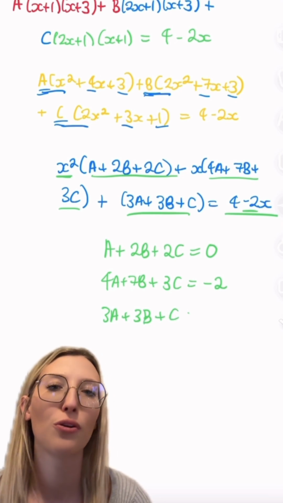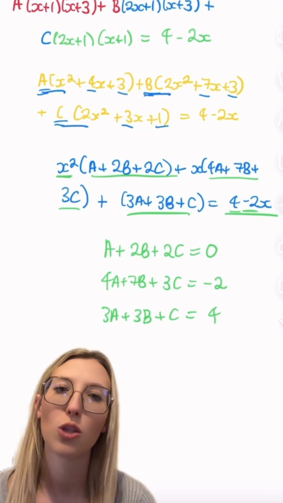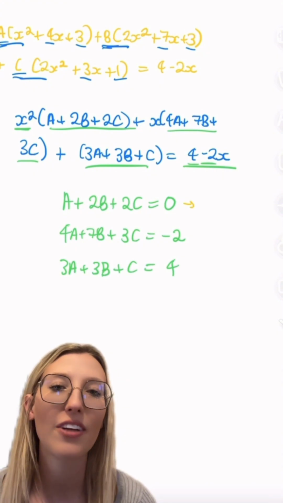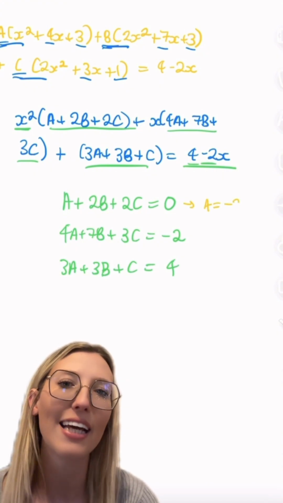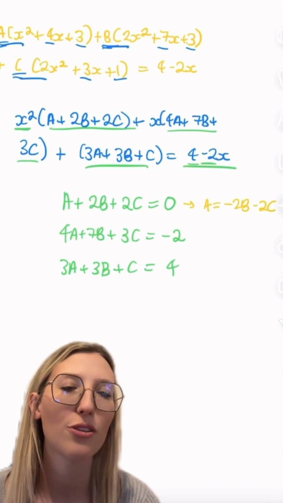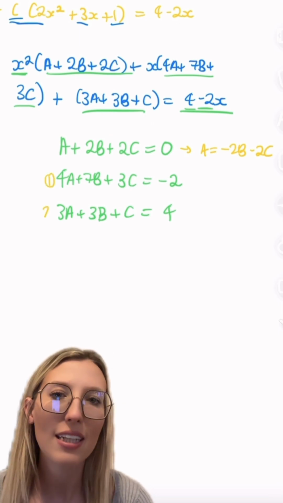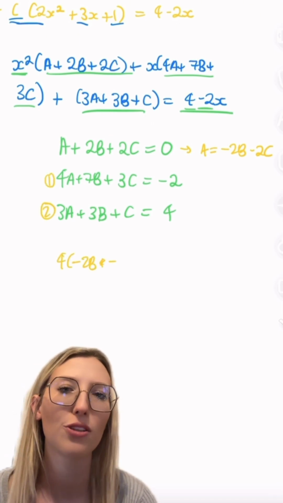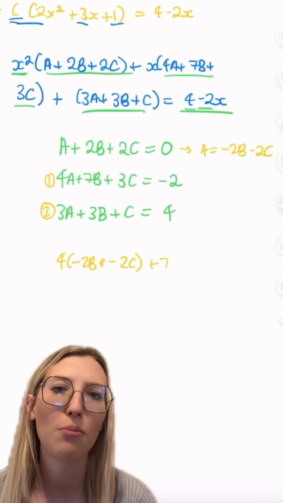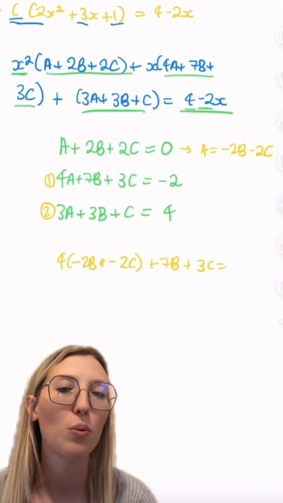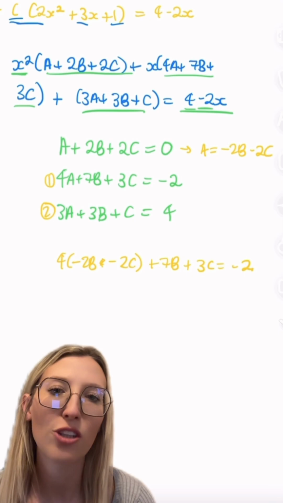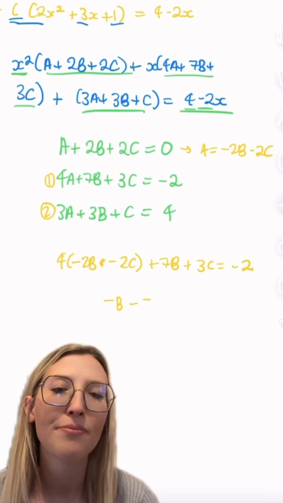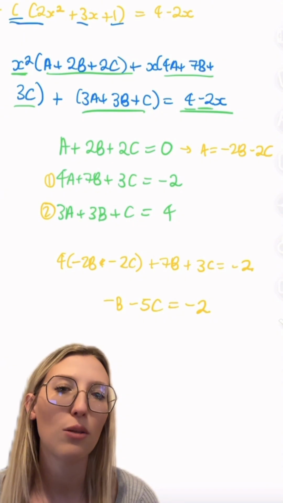Now we've got this, we've got 3 unknowns and 3 equations. So we can manipulate the first equation to find a value for A and then use simultaneous equations. So we can say that A equals minus 2B minus 2C. And we can use this to plug into these two equations here. So we get 4 times minus 2B minus 2C, add 7B, add 3C equals minus 2. So if we rearrange this and simplify, we're going to end up with minus B minus 5C equals minus 2.